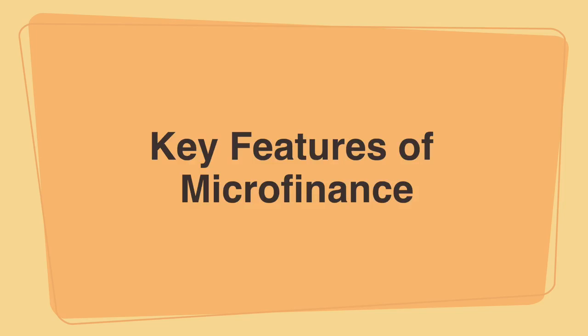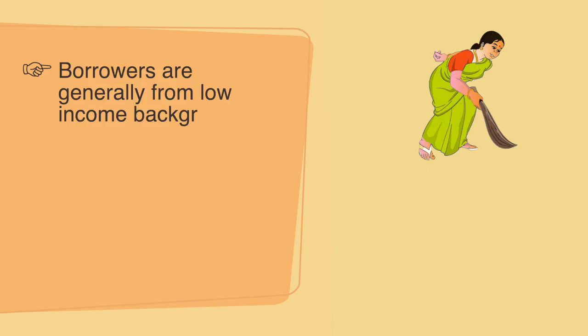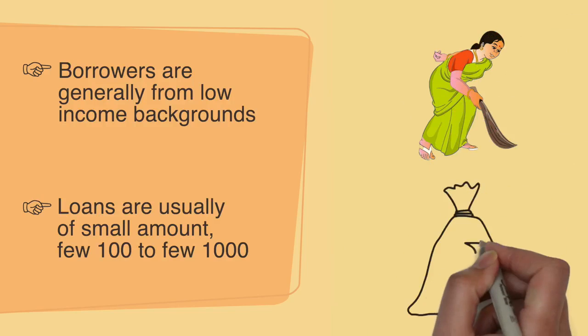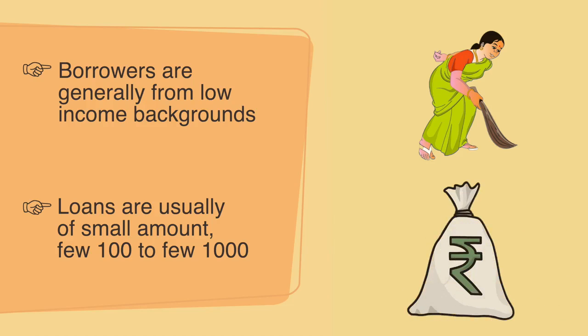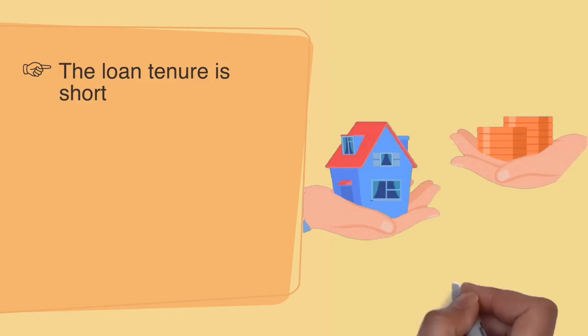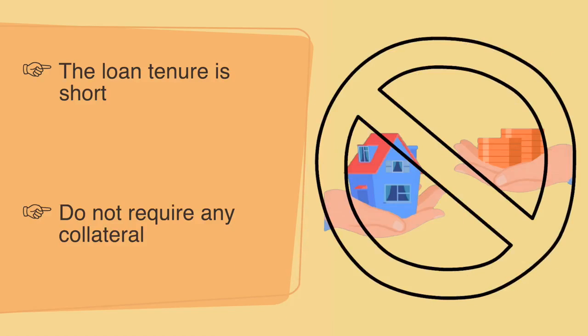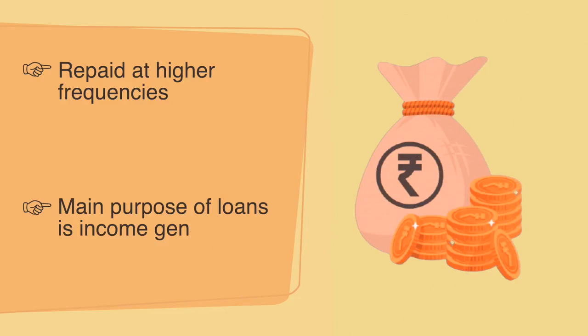What are some of the key features of microfinance? Some of the significant features of microfinance are as follows. The borrowers are generally from low-income backgrounds. Loans availed under microfinance are of small amounts, that is microloans, which can range from few hundred rupees to a few thousand rupees. The tenure of the loans is short. Microfinance loans do not require any collateral. These loans are usually repaid at higher frequencies. The purpose of most microfinance loans is income generation.